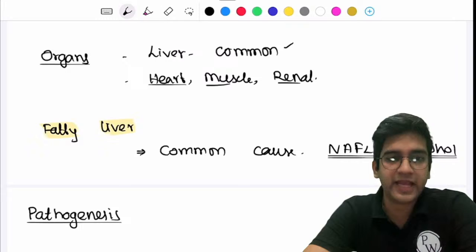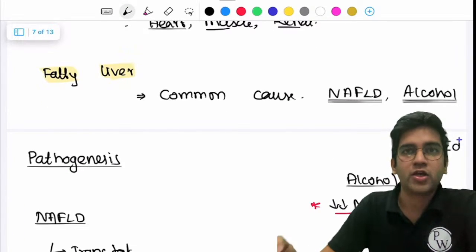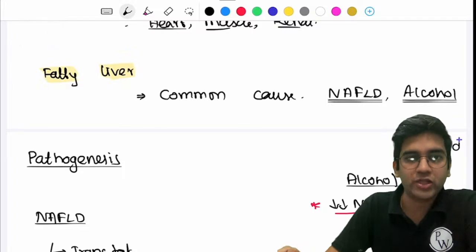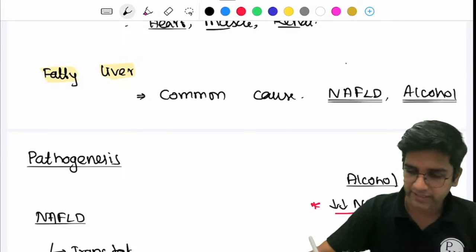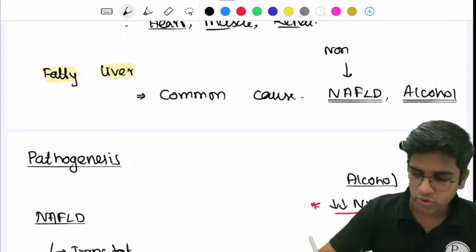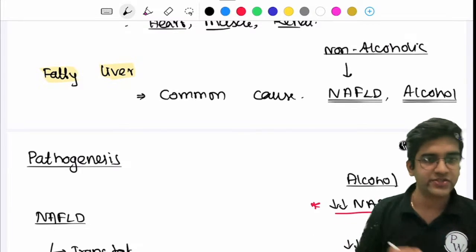What do you understand by the term NAFLD? NAFLD stands for non-alcoholic fatty liver disease, and alcohol is obviously alcoholic fatty liver, right? So NAFLD is non-alcoholic fatty liver disease, right?